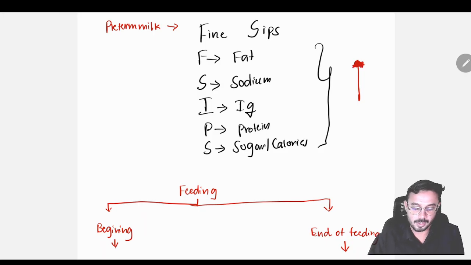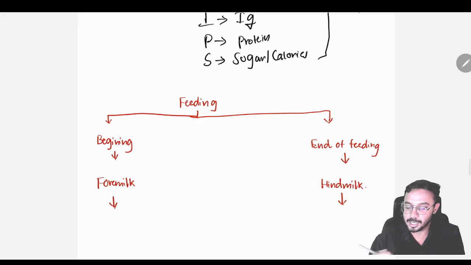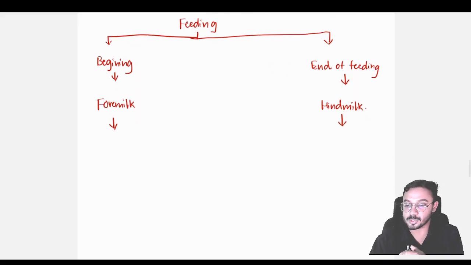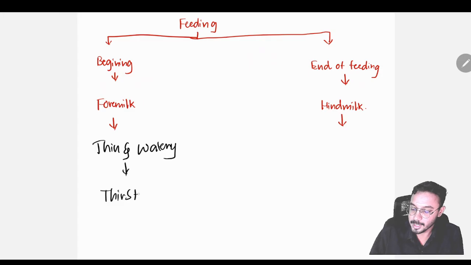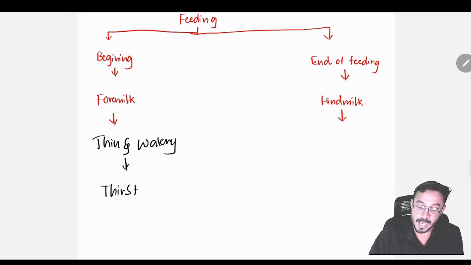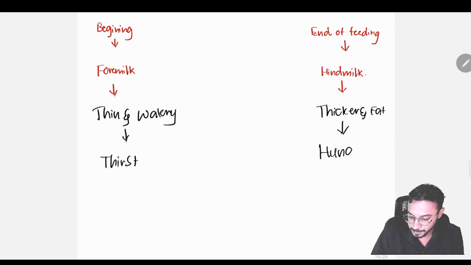Okay, and next, feeding. Like I told you, the beginning part of the milk is known as fore milk, so it is thin and watery, and that's why it will satisfy thirst in a baby. At the end of the feeding we get the hind milk, which is thicker and contains fat, so that's why it will satisfy the hunger of the baby. Okay, thirst for fore milk, hunger for hind milk.